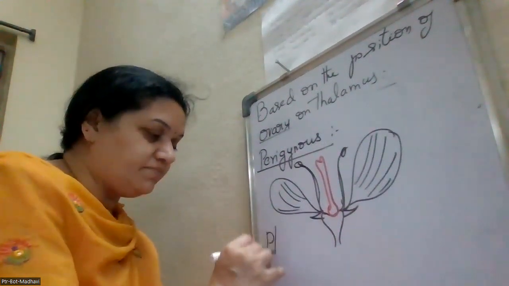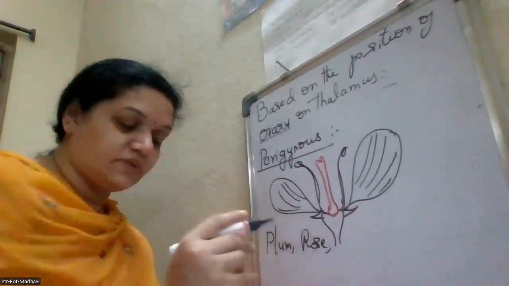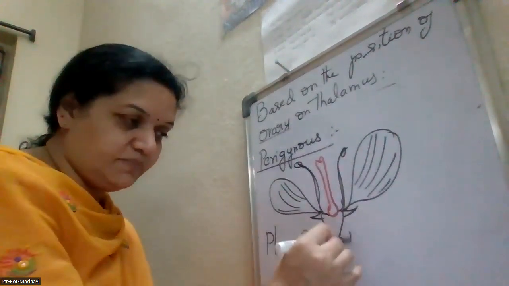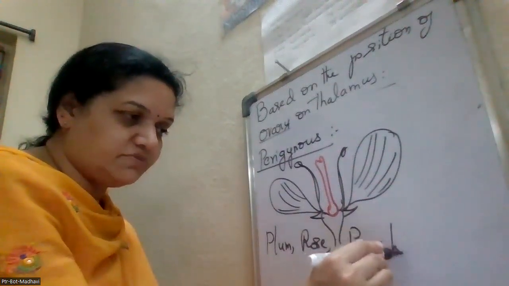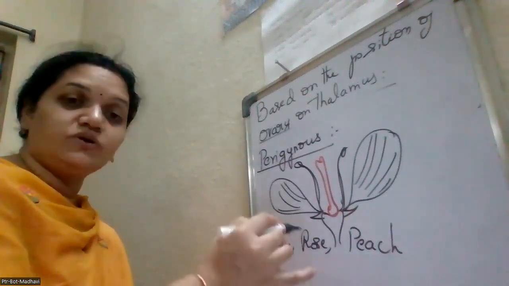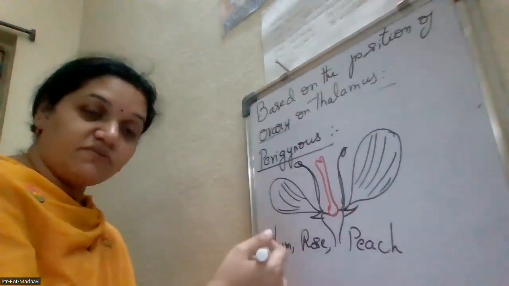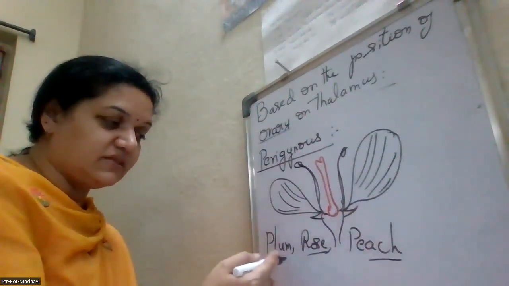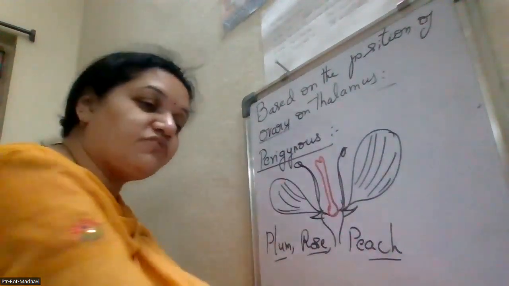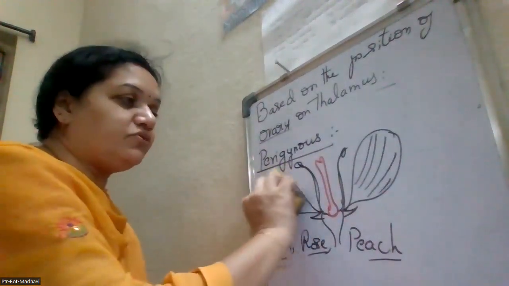Plum, rose, pea plants, and the peach variety. Any one you can use in the examples. They will ask anything with the examples in the weekend exams. So in the perigynous, 1/4 of the ovary is inside the thalamus, and 3/4 will be above that.